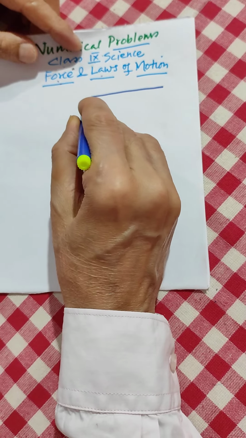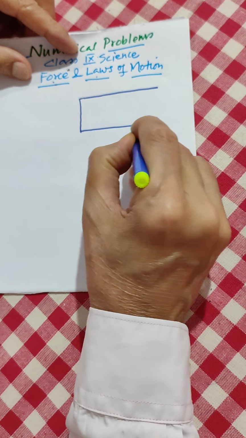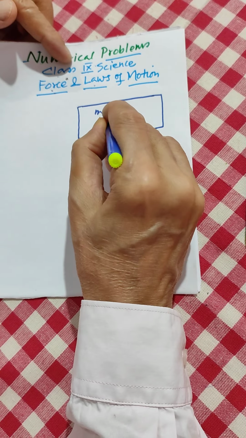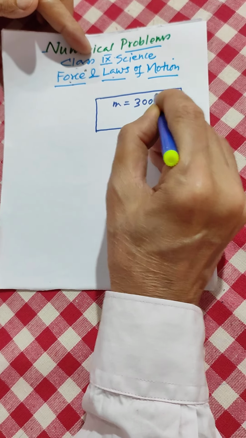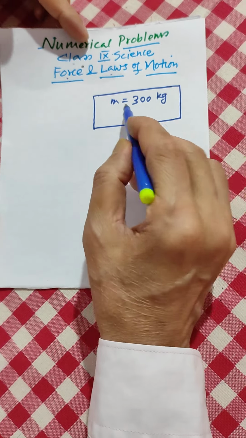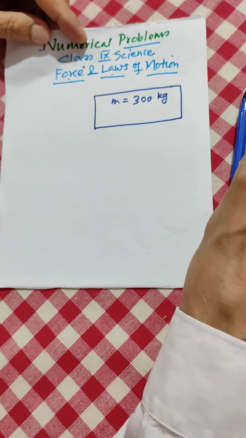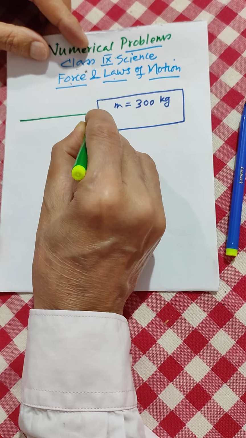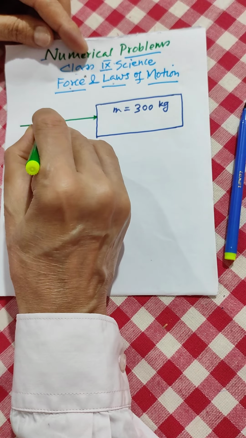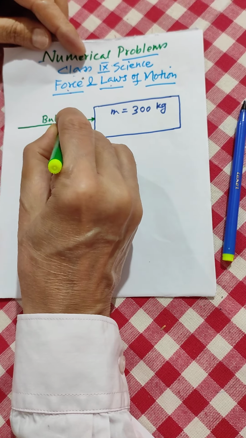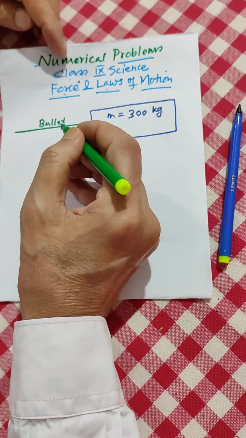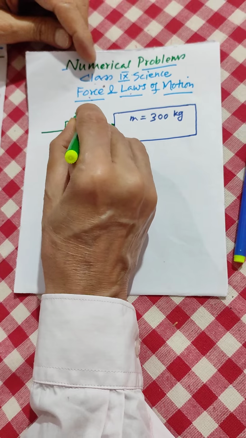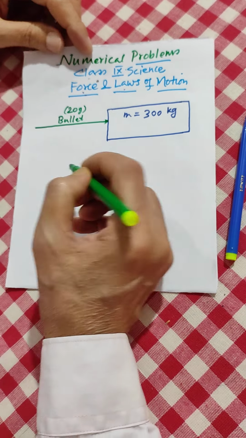Now consider a wooden block. This is a wooden block of mass 300 kg. Now a bullet is fired into the block. The mass of the bullet, suppose, is 20 gram.